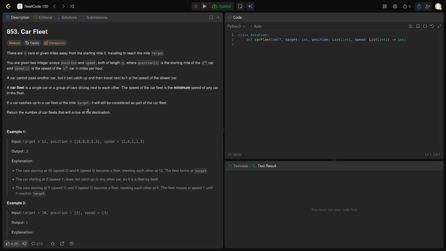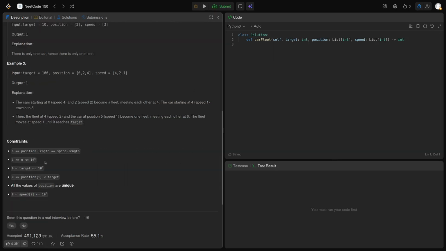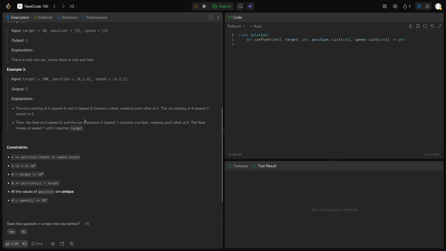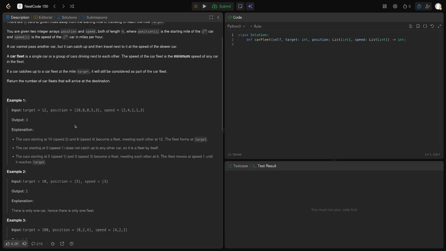Okay, so some sort of a simulation. We got up to 10^5 of them and positions are unique. Speed is up to 10^6, and the target is up to 10^6, so it can't overflow. Well, what I would do is go from the last one and return the number of car fleets.